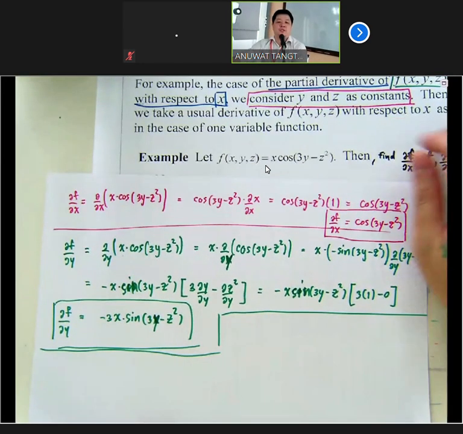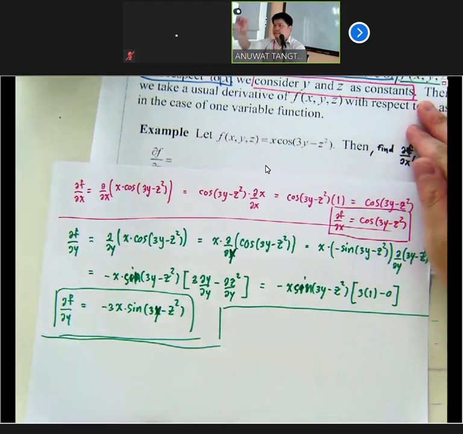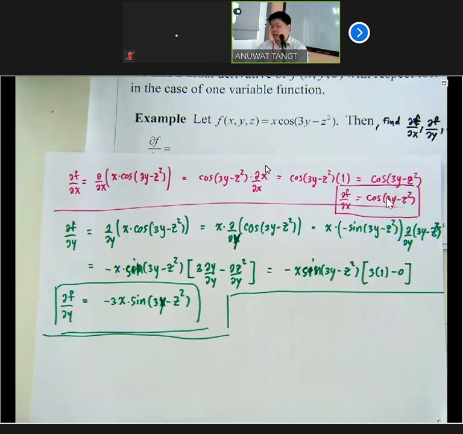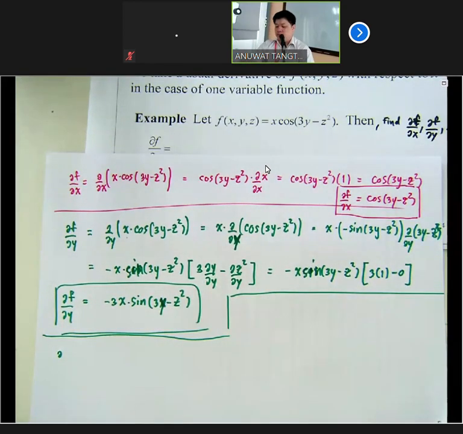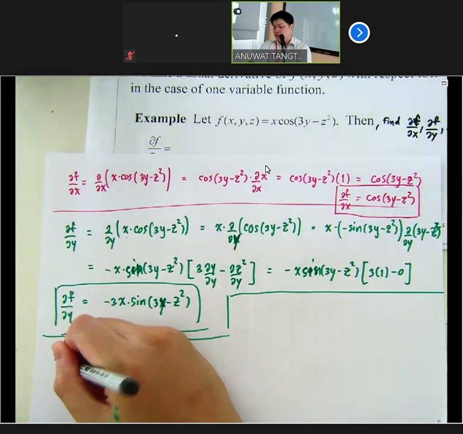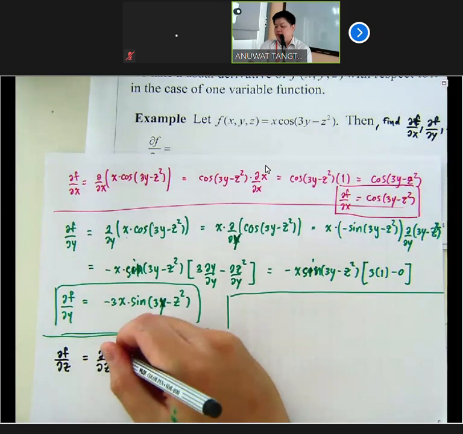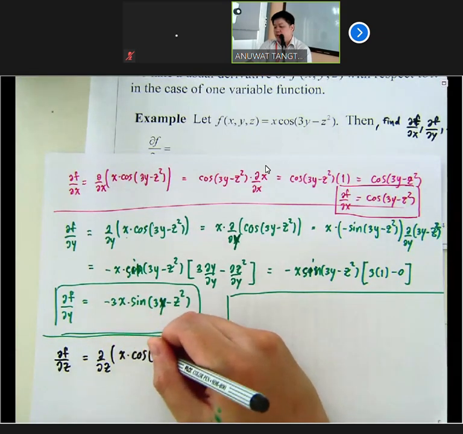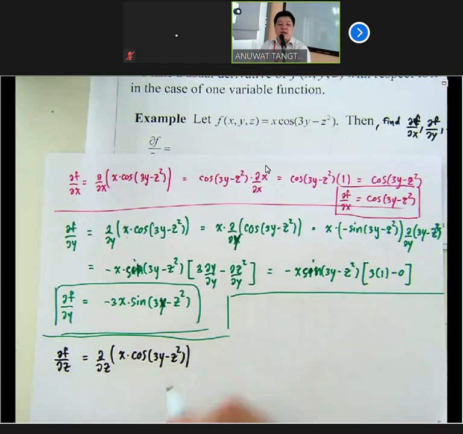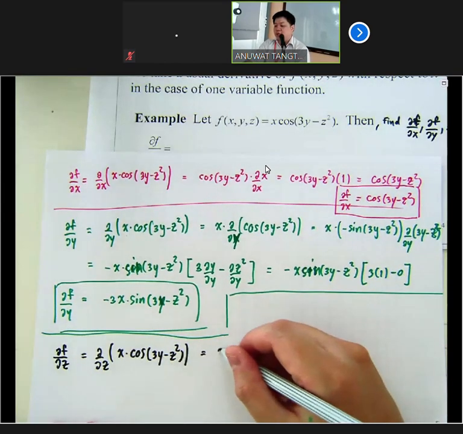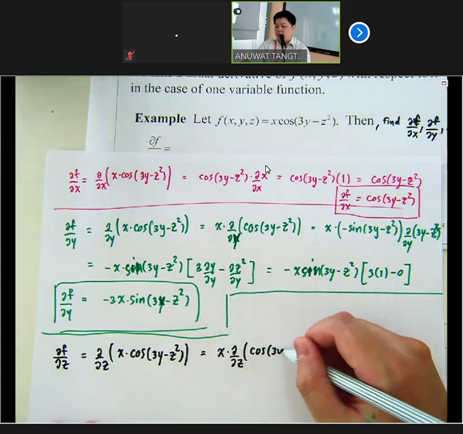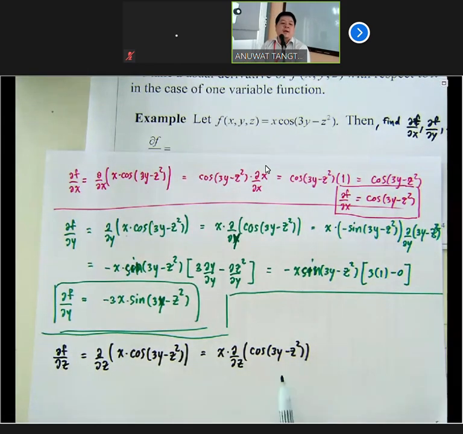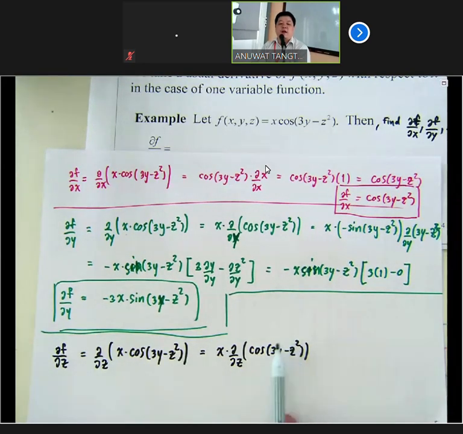Okay, with the same function. And then lastly, we do df by dz. It would be d by dz of x times cosine 3y minus z squared. Here x and y are constant. So first of all, we take x out of the derivative side. So the rest would be cosine of 3y minus z squared. This time, we let y be constant, so this is just some constant minus z squared. So this is a function of z.